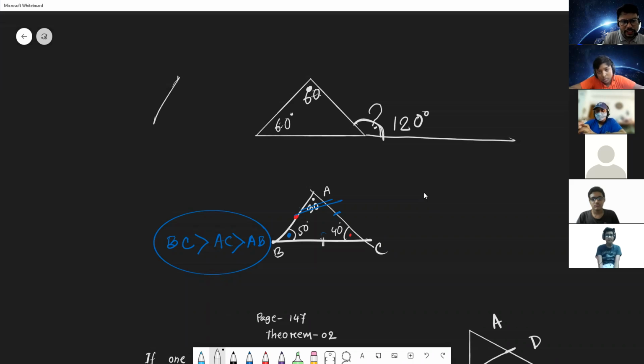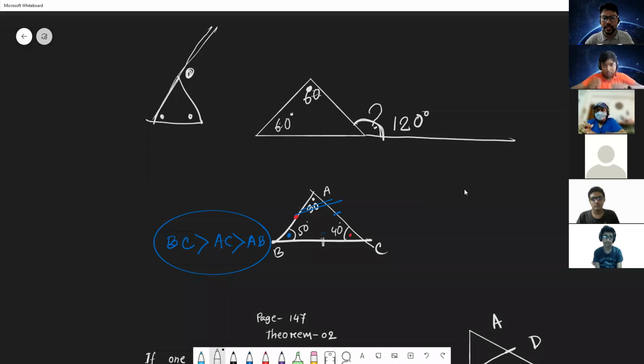Take any triangle, suppose this is the triangle. If you produce this line, this external angle will be equal to these two angles. This is the theorem: the external angle is the sum of the two opposite angles. So now we will apply it here.